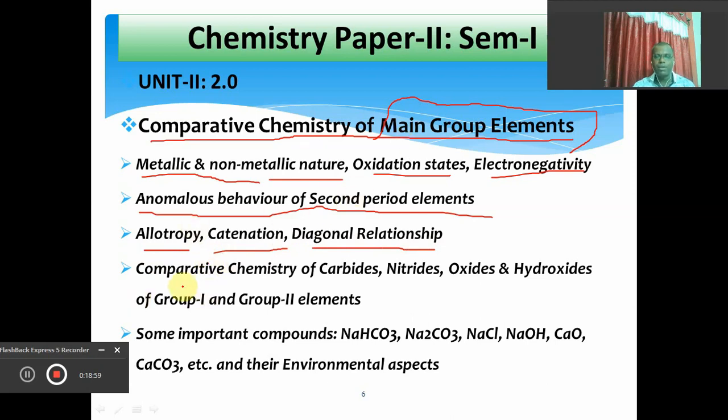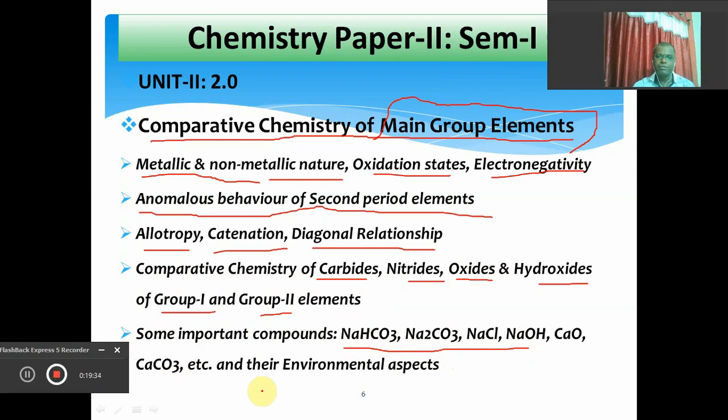Again, we will have some carbides, nitrides, oxides, and hydroxides of the elements of group number 1 and group number 2. So we will discuss their properties and formation, and the comparative chemistry of such substances of group 1 and group 2. And regarding the same elements, we will have some compounds like sodium bicarbonate, sodium carbonate, sodium chloride, sodium hydroxide, calcium oxide, and calcium carbonate.